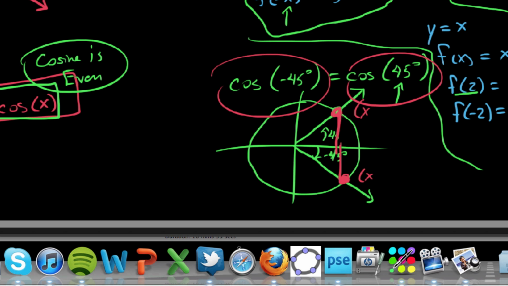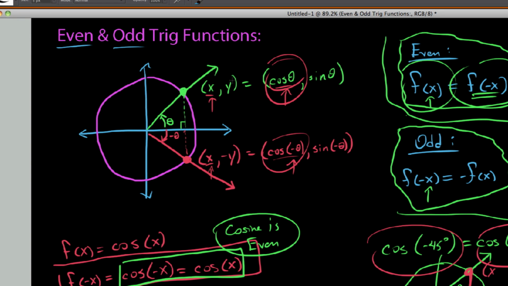So now sine. Sine's a little bit different. We'll go back up here. We say, okay, so in this case, I got positive y up here and a negative y down here. But you'll notice that when I do y, it's the same thing as sine of theta. But when I do negative y, that's the same thing as sine of negative theta. So essentially what I'm saying here is this: sine of negative theta would be the same thing as negative y, or negative f of x.